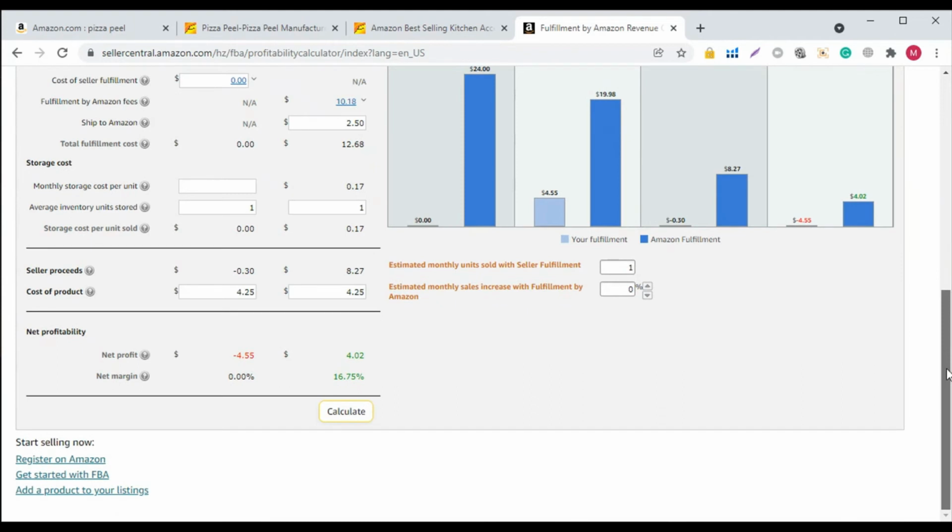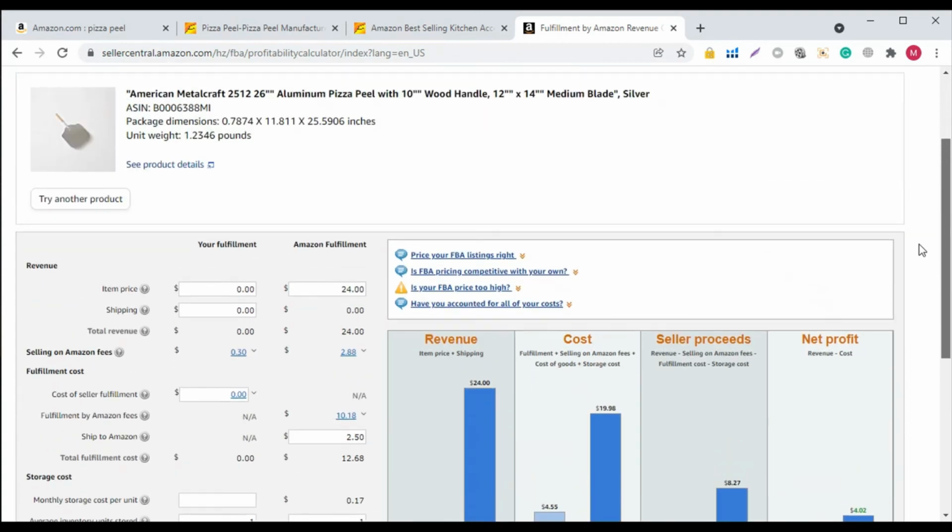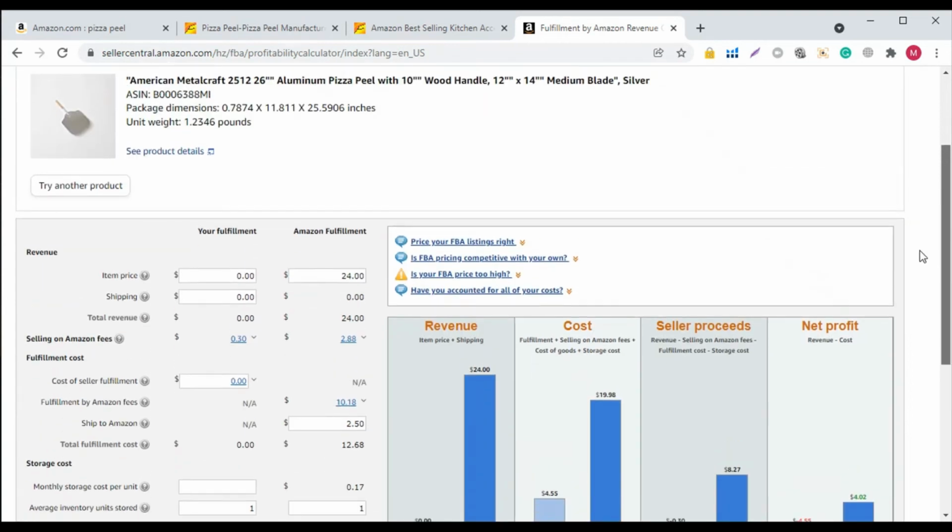So there you go. We got profit. Here we are getting 16.75% profit from this product, and for each unit, we will get $4.02 profit. So this is how we calculate the profit in advance before doing manufacturing or before proceeding further with the product.